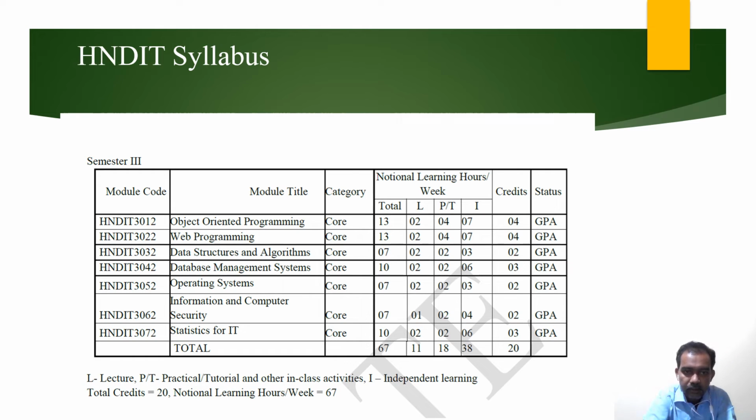The next one, HNDIT 3062. Subject name is Information and Computer Security. Core subject 1 lecture hour per week, 2 practical hours per week. Credit level is 2. GPA subject. Last one is HNDIT 3072. Statistics for IT. Core subject 2 lecture hours per week and 2 theory, tutorial or practical hours per week. Credit level is 3 and GPA subject. This is the semester 3. That means second year, first semester.